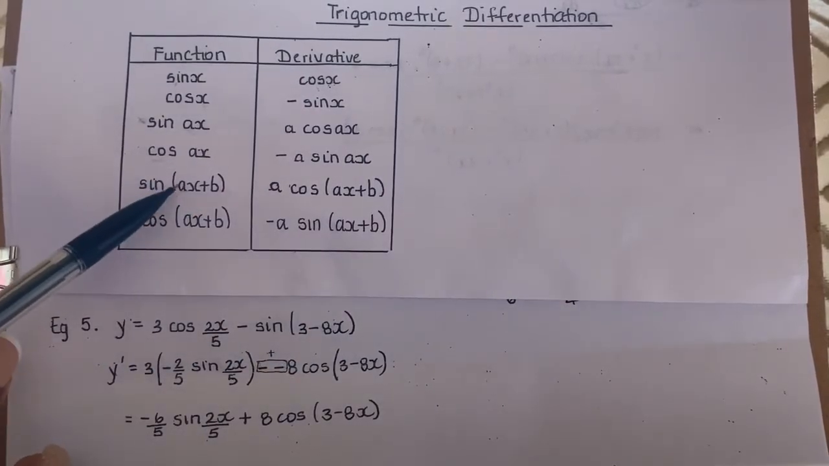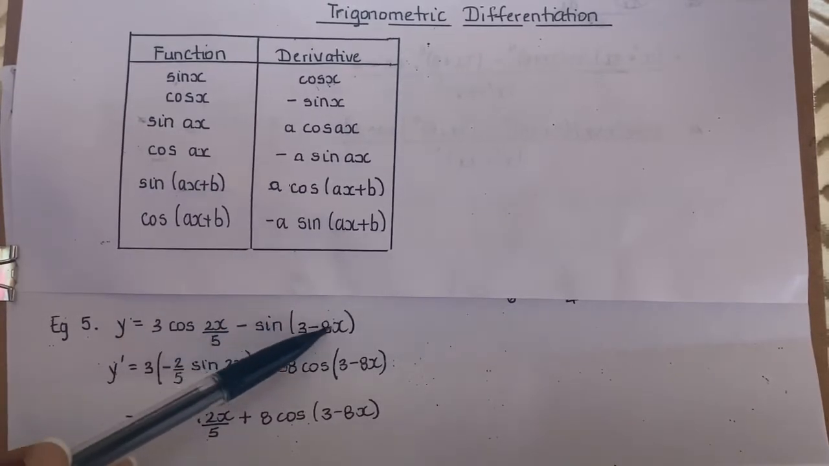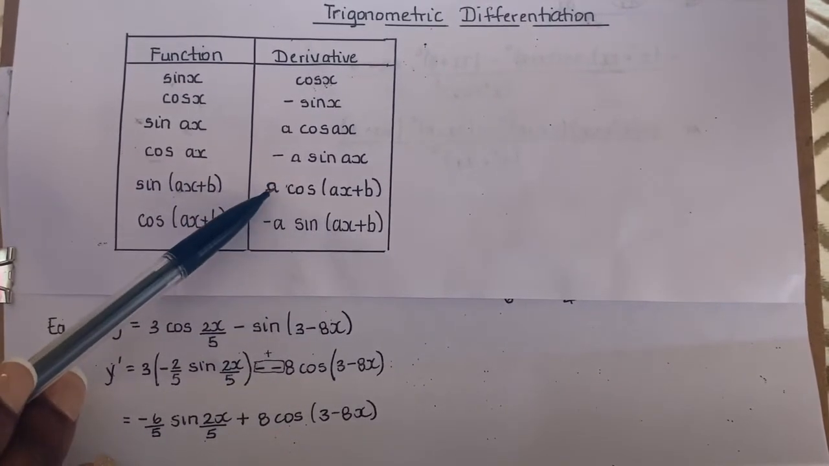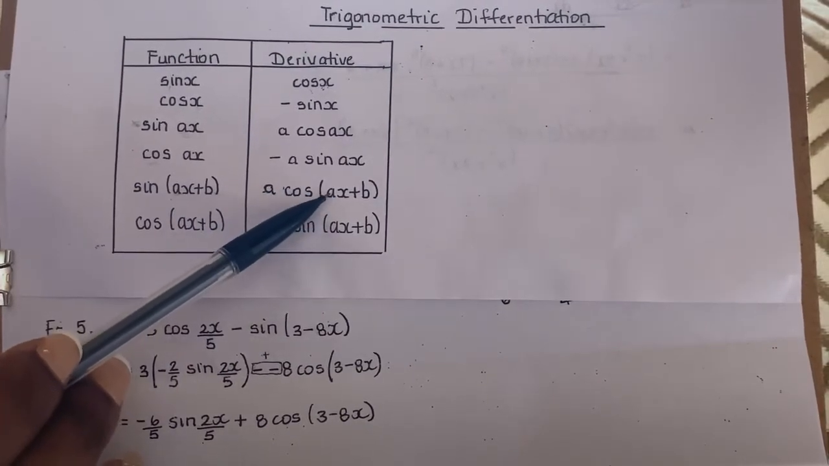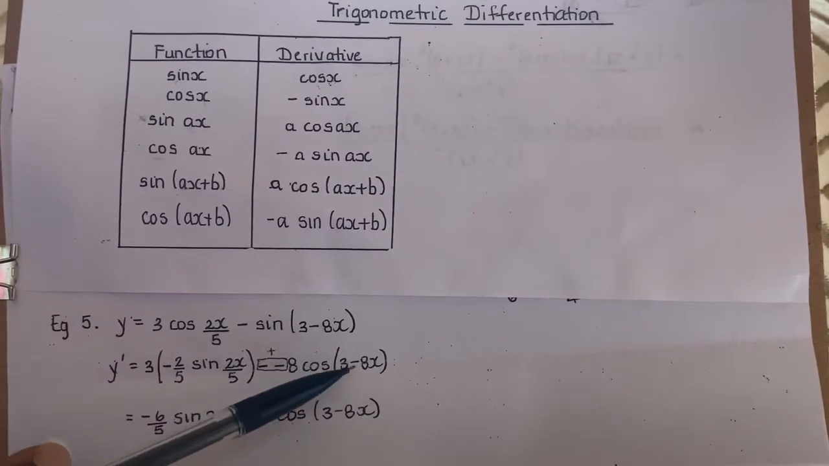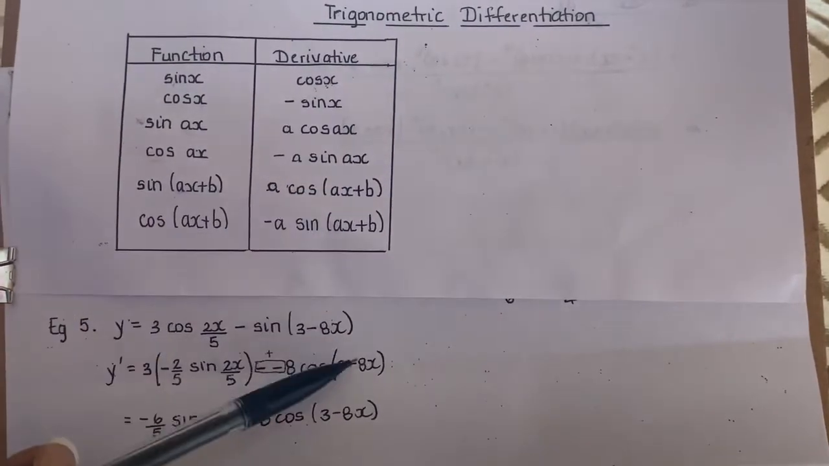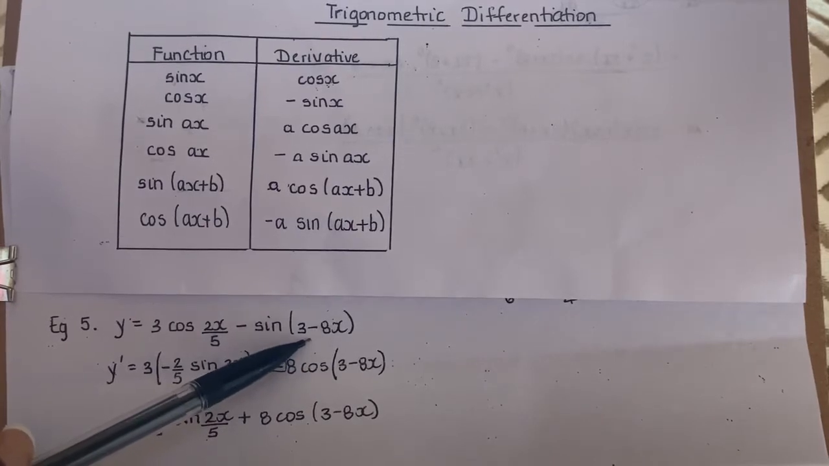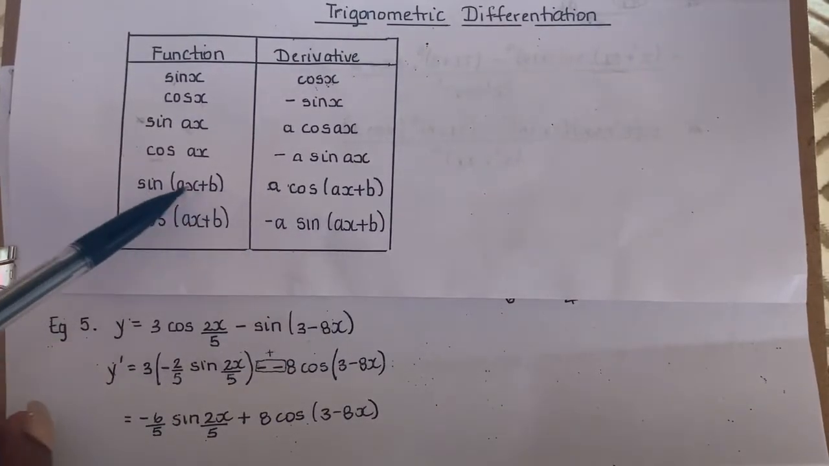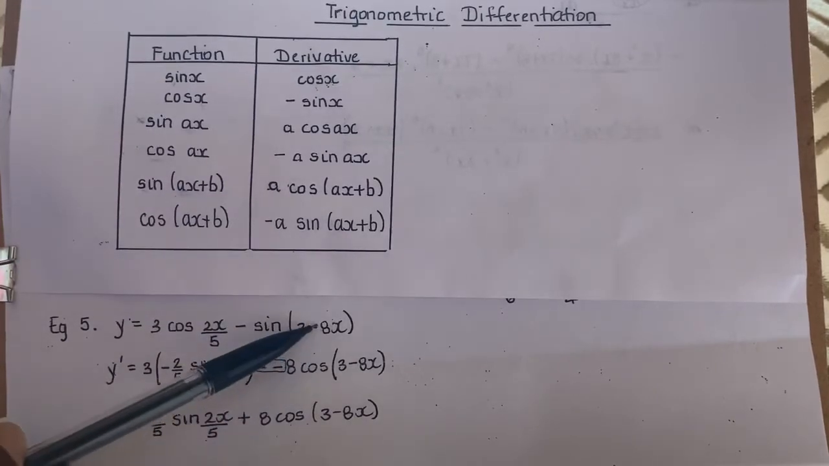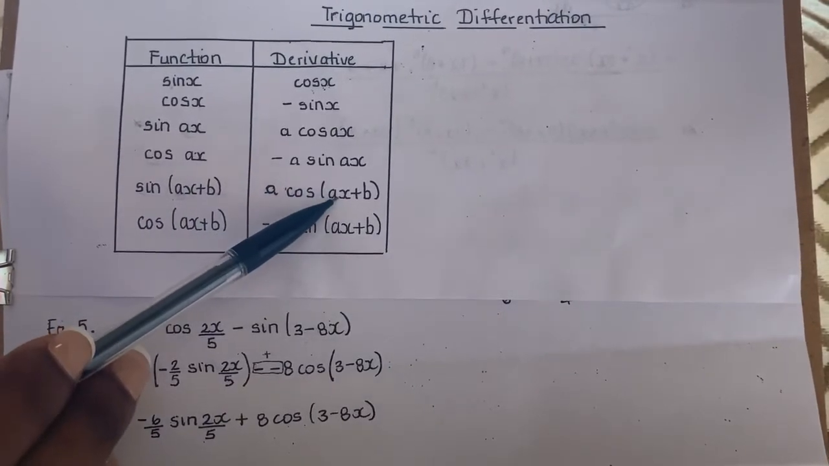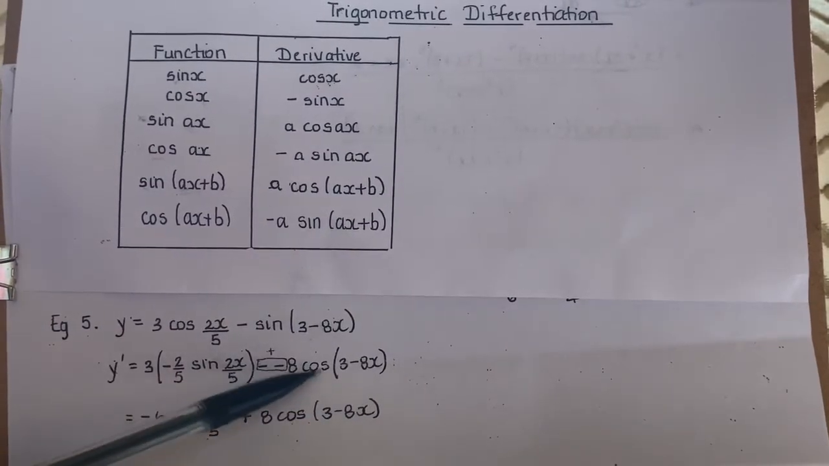So for sine ax plus b, which is, from our question, sine negative 8x plus 3, we get negative 8 cos, and you could put the 3 minus 8x, just as you were given. I simply need you to understand that A is negative 8. So once again, for sine 3 minus 8x, the function is in this form. The A is negative 8. So the answer is negative 8 cos, and the function that's in bracket goes back, as you see here.